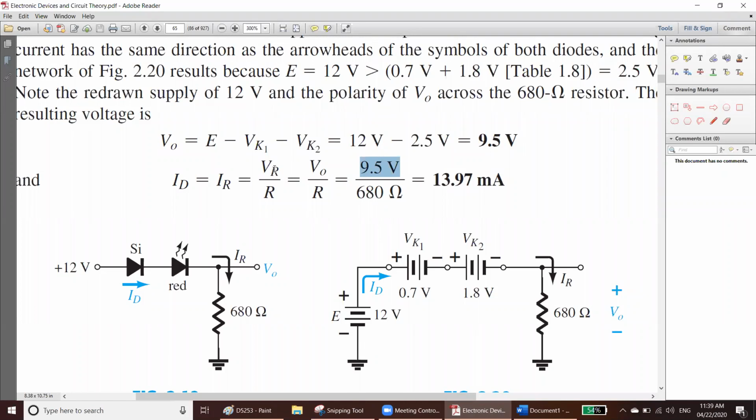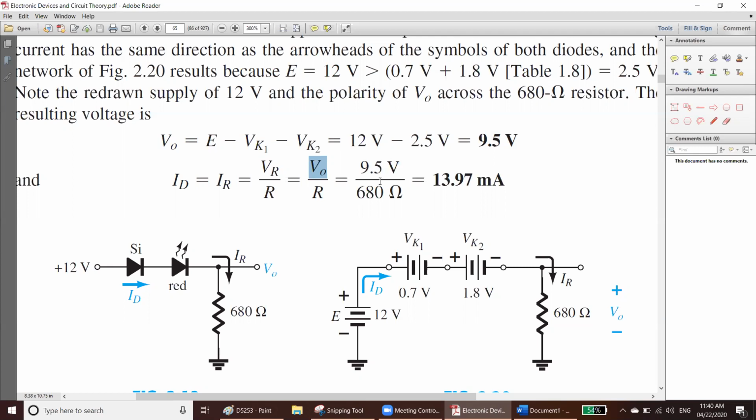How do I know VR is equal to VO? Because you have only one resistance here. At the first point of the resistance, your voltage is VO, that is 9.5. At another point, your voltage is 0. So 9.5 minus 0 is equal to 9.5 volt. That's why they have written VR equal to VO.